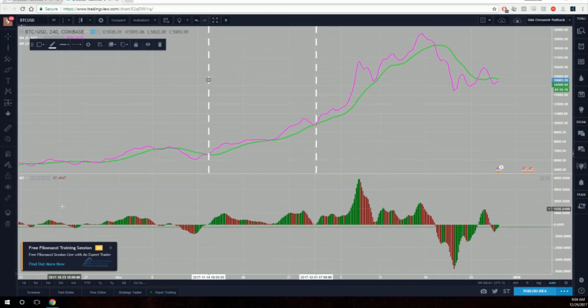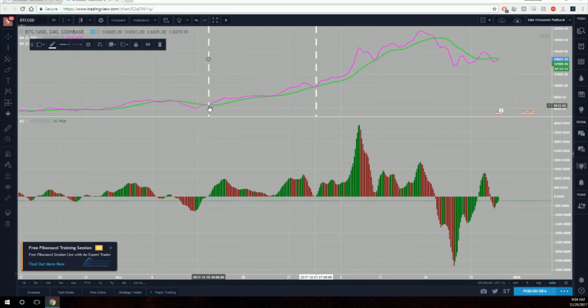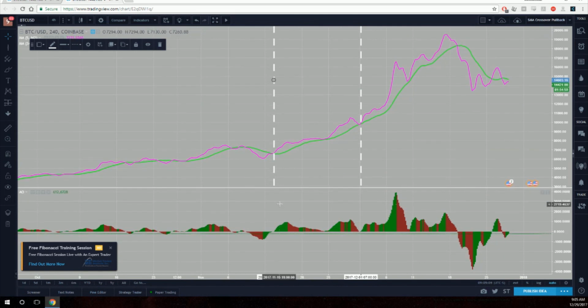One thing we want to pay attention to is a 0-0 cross on the AO. What this corresponds to is when a cross actually happens between the 5 and 34-day period. Again, this is just plotted in a histogram fashion. And up here, the dotted lines show where some crosses are happening, and again, this is just illustrated on the histogram. So that's one confirmation we can use: a 0-0 cross on the AO. That can go along with some cloud breaks or some cloud bounces.